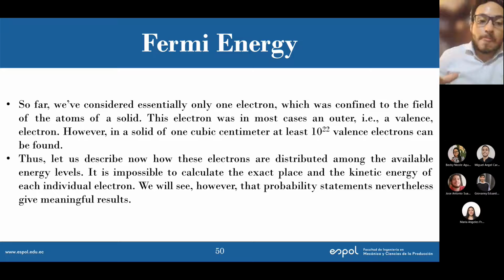So far we've considered one electron in a field of atoms of a solid. And as I said, the thing is that we actually have more than one electron, and there are actually 10 to the 22 valence electrons that can be found. It's impossible to know the place and the energy of all these electrons, but we can try to get a function that tells me the probability of where the electrons are, and basically the distribution of those electrons, and that's what we're going to focus on.